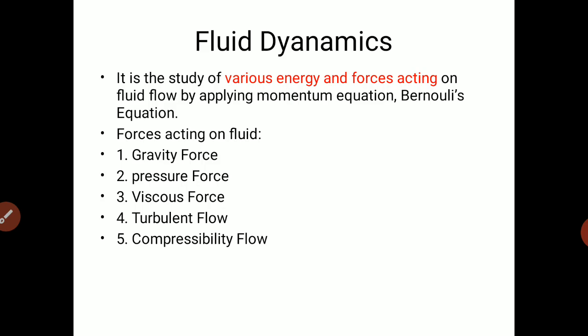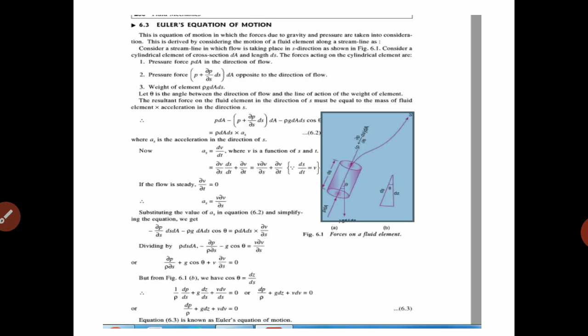It's gravity force, force due to gravity, pressure force, viscous force, turbulent force, compressibility flow force. These are the forces responsible for the motion of flow. Now here there is one derivation about Euler's equation of motion, and by using this equation the scientist Bernoulli derived his theorem, Bernoulli's theorem. So he has used this Euler's equation of motion.